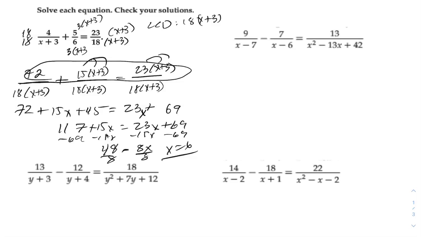Now you do want to make sure that there's not an issue. Look at my original problem. What's my one restriction? I can't be -3. I didn't get -3, so I'm good. So x is 6. You do want to plug it in and check your work, but it works. So look at this one.